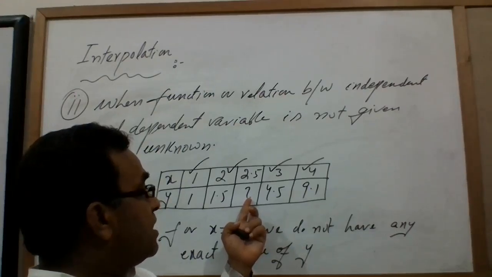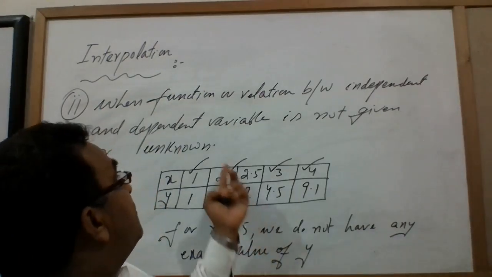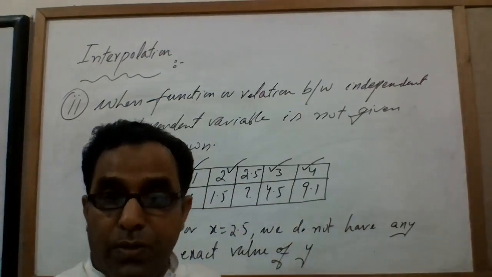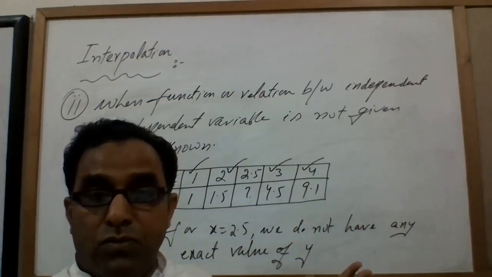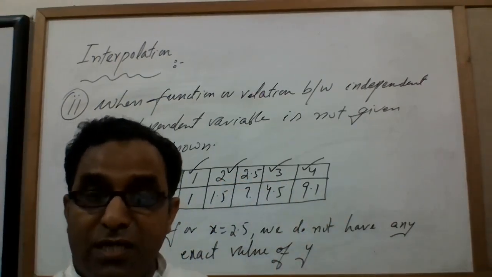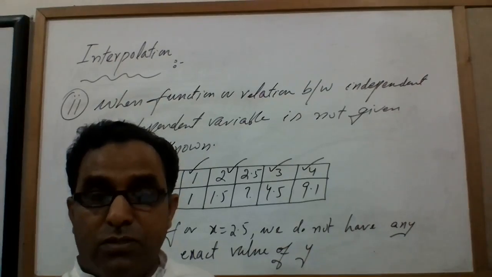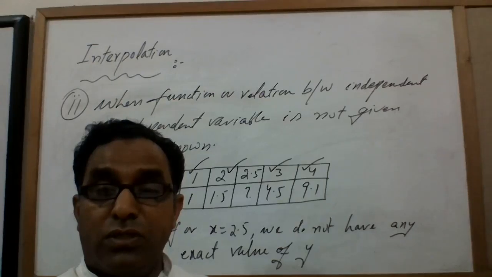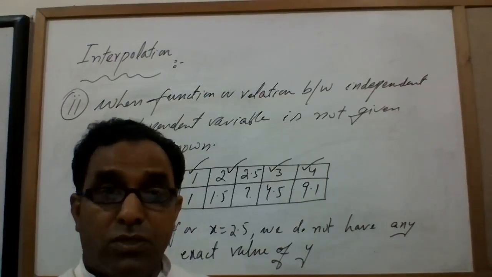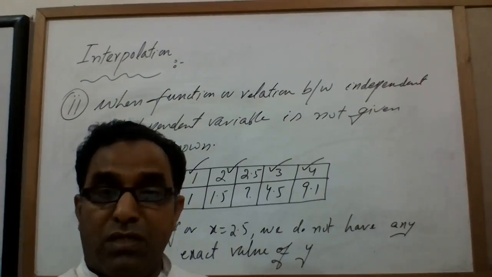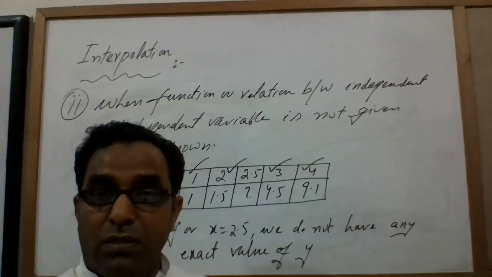So this is a problem here, and in this case the function is not given. So we cannot put the value of x equal to, let's say, 2.5 in any function in order to get the value of y exactly. So this is a situation where the concept of interpolation comes. This is a stage where we try to approximate the values of the dependent variable, right?